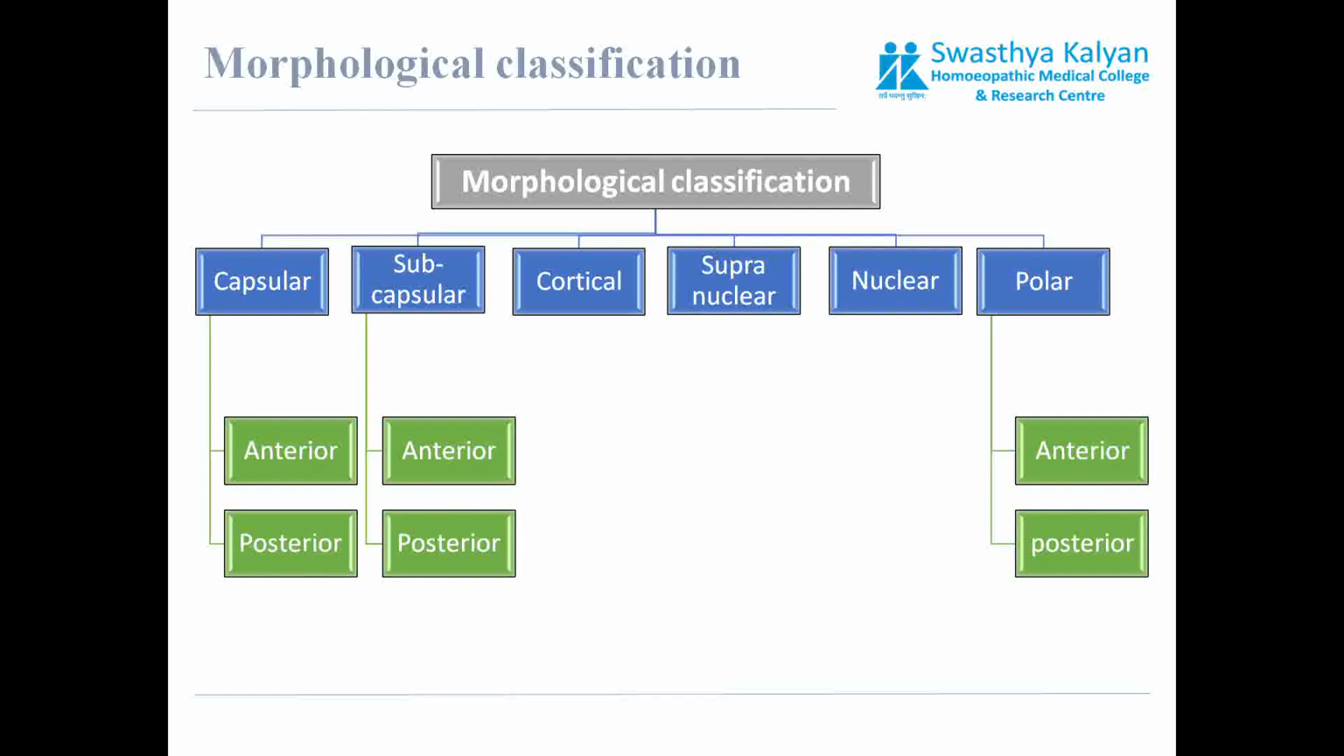Then when we discuss morphological classification, it is subdivided into six parts: capsular cataract, subcapsular cataract, cortical cataract, supranuclear, nuclear cataract and polar cataract. Capsular and subcapsular cataract are again divided into anterior and posterior parts. Similarly, polar cataract is again divided into anterior polar cataract and posterior polar cataract.